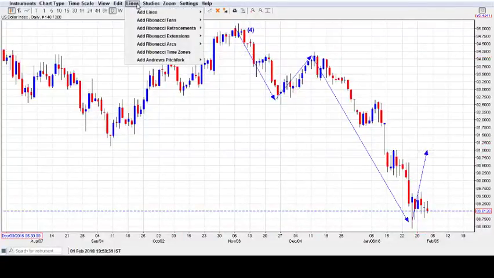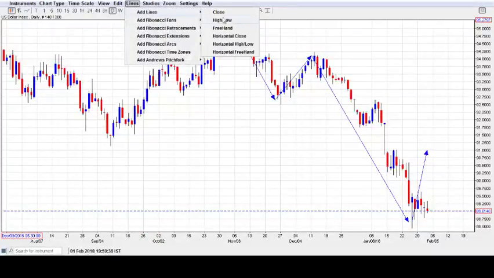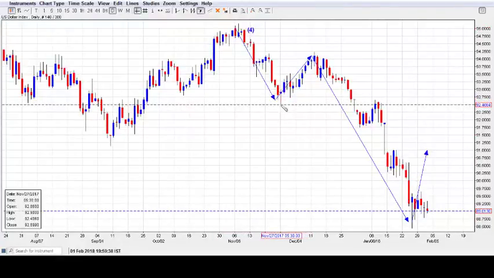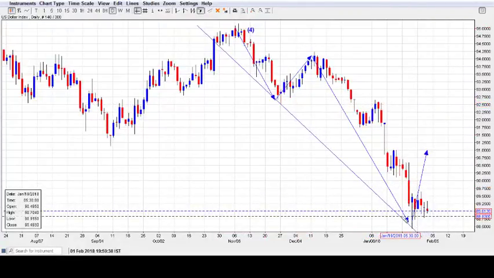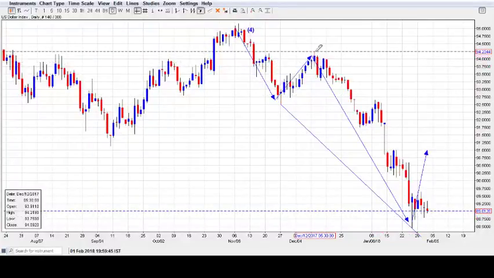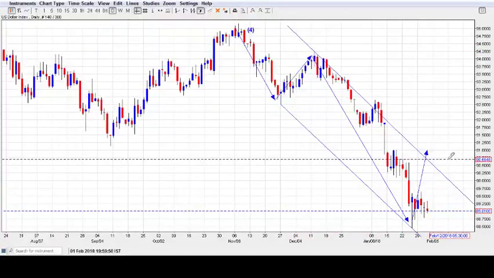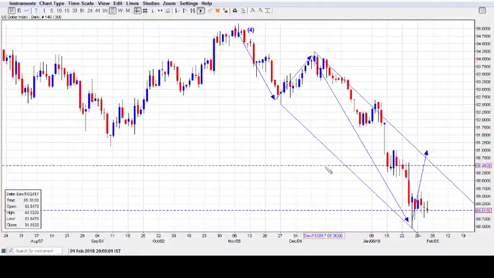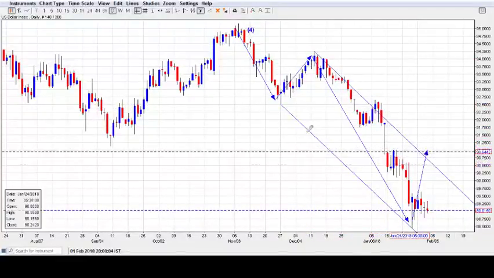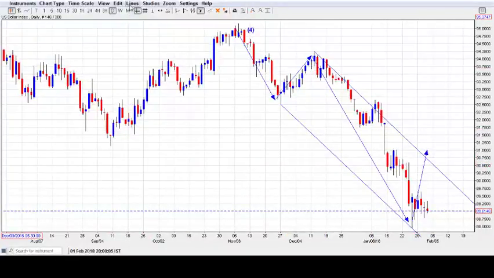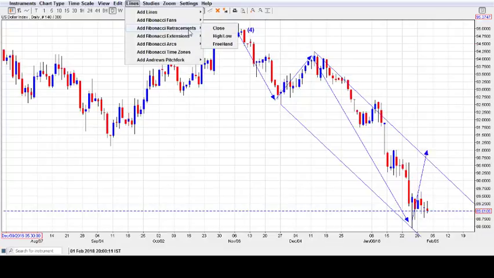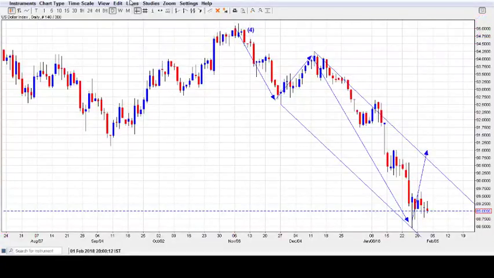Alright, and let's take out a channel as well. We'll connect waves 1 and 3, and then draw a parallel across the second wave. There you are. I don't do the channel technique most of the time, but sometimes yes. But never a trade goes without these things of wave counts or the Fibonacci ratios.